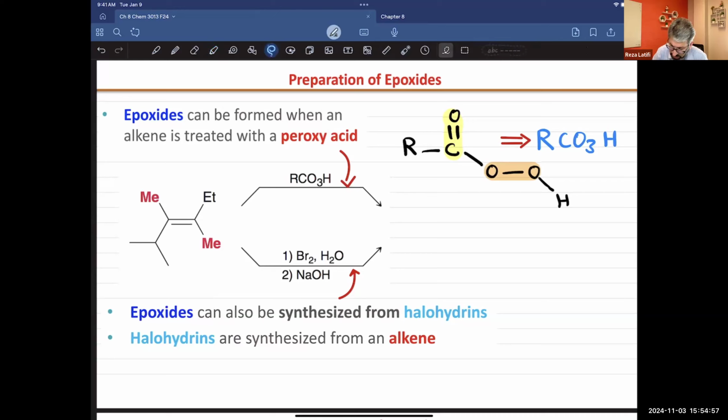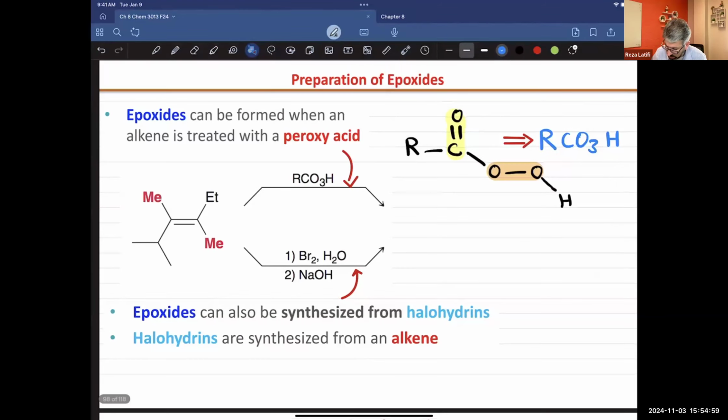Because we have this H that is attached to oxygen, and oxygen is electronegative. So we have high electronegativity here, and that H is going to have a good positive charge on it. Okay, that's one term and one method.